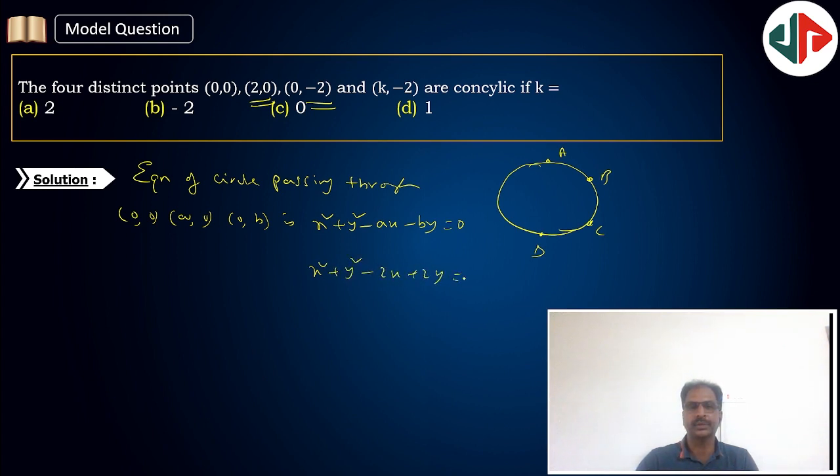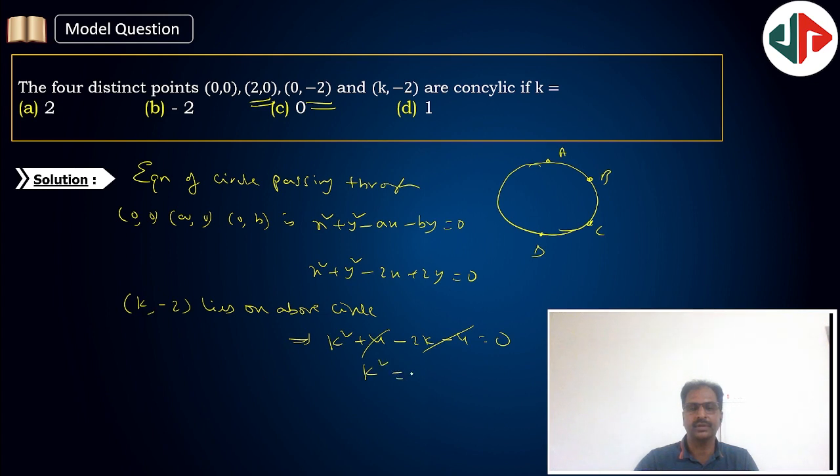This is a circle passing through those points. Now, the fourth point A comma minus 2 also lies on this above circle. Substituting the point in it: k square plus 4 minus 2k minus 4 is equal to 0.